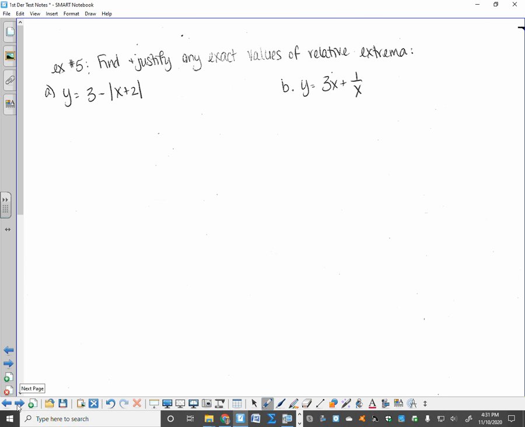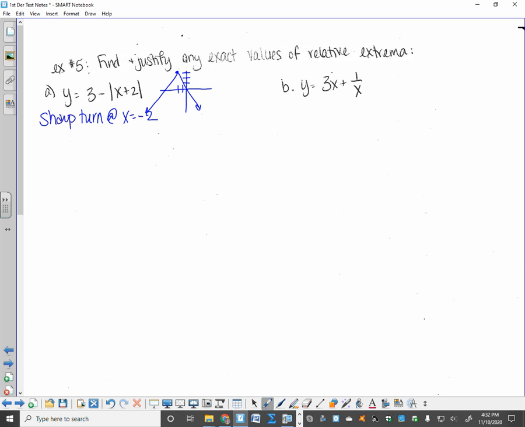Okay. Find and justify any exact values of relative extrema. Okay, so a little bit more interesting functions going on here. Everything before now has been very well behaved. But for A, we now have a sharp turn because it's an absolute value. You are expected to know what it looks like without a graphing calculator. I know that it's going to go left 2, up 3, and open down. So I know it has a sharp turn at x equals -2. I could sit right here and answer the question. I know that it's got a max at x equals -2. Done. But I got to show the work if I want the points.